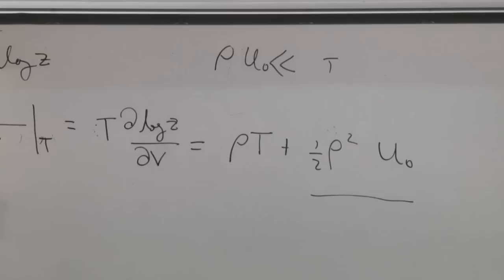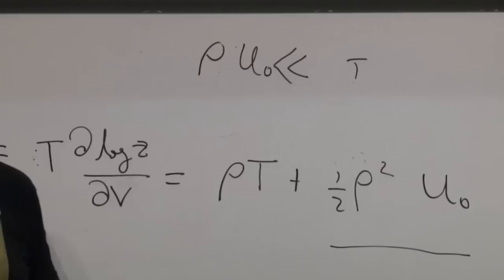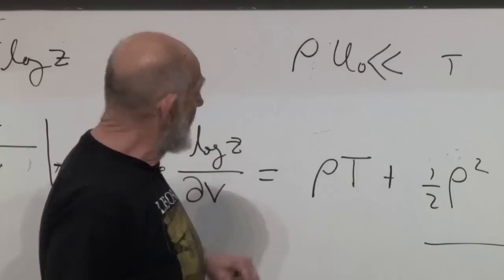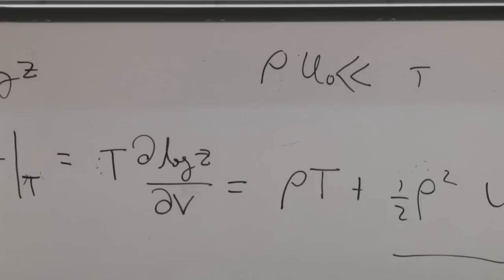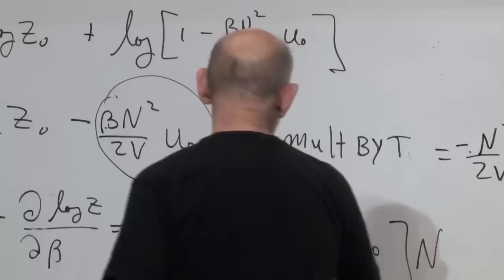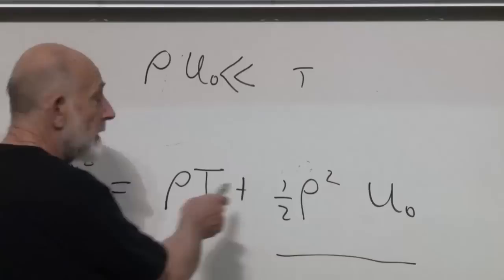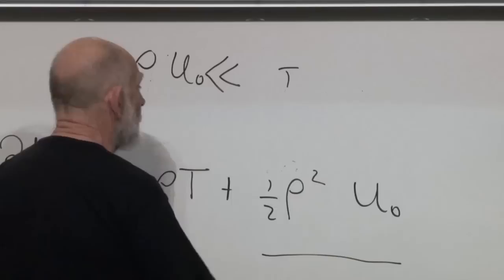Temperature is a measure of the kinetic energy of a particle. U-naught times rho. What are the units of u-naught, remember? And what's the units of rho? So what's the units of u-naught times rho? Energy. So we're comparing energy on the left with energy on the right. Rho times u-naught is basically the potential energy per particle. When the potential energy per particle is much less than the kinetic energy, then it's a good approximation. That's what we're doing. We're really studying the gas in the range where the potential energy is much smaller than the kinetic energy.